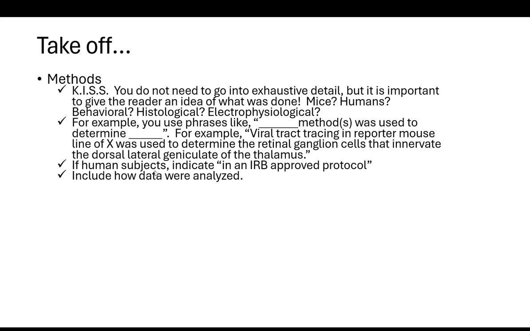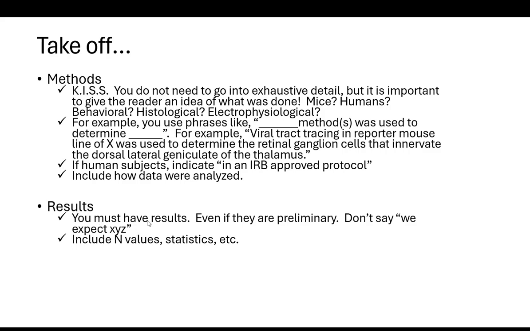If human subjects or animals were used, you need to make sure that you have either an animal protocol or an IRB protocol. And you want to have a statement of how data either were analyzed, if this is for a paper or a poster, or how they plan to be analyzed if this is for a grant. Okay, you must have results. If this is a grant, you don't have to have your results. If this is for an abstract to a conference, or for a paper you're publishing or a capstone report, you must have results. Even if they're preliminary, you don't want to say we expect this, right? Unless you're writing a grant, you want to say what your results are.